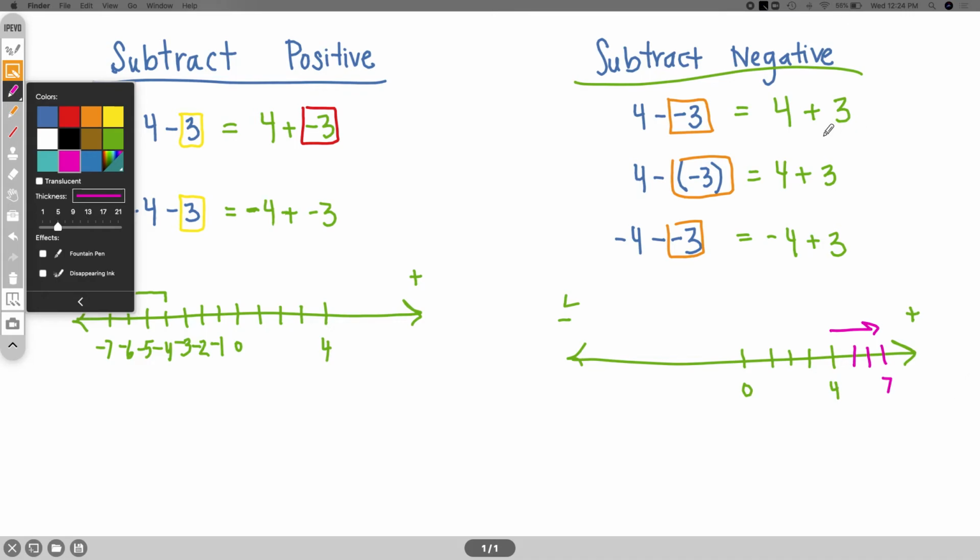But that's the same as doing 4 plus 3, right? 4 plus 3 is 7. We go in the right direction when we do addition. Right? So these two really are identical. When you see two negatives next to each other like that, it's just plus.